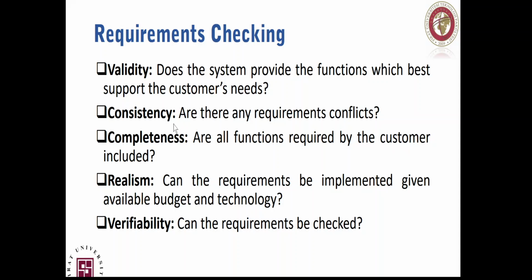Consistency. Do we have any conflict with the requirements being listed in the requirements document? We need to ask ourselves if there is any conflict. We need to fix them before endorsing the final document. And completeness. Do we have all the required functions covered by the document? So, are all the functions mentioned by the customers listed in the requirements document or not? We need to make sure about all these requirements. They should be listed so that we can call the document complete in this case.